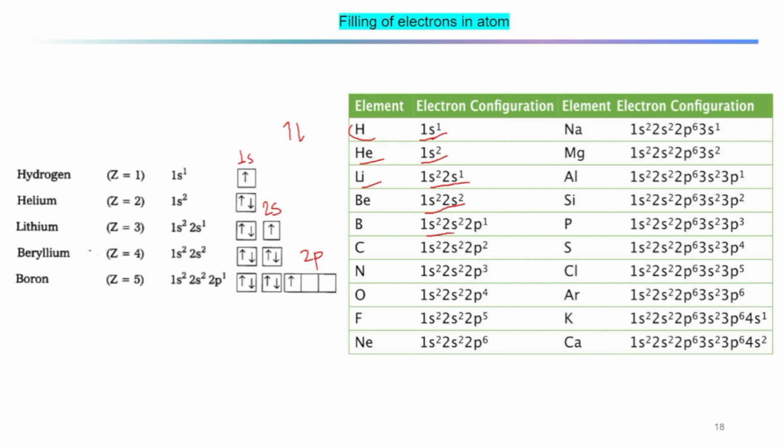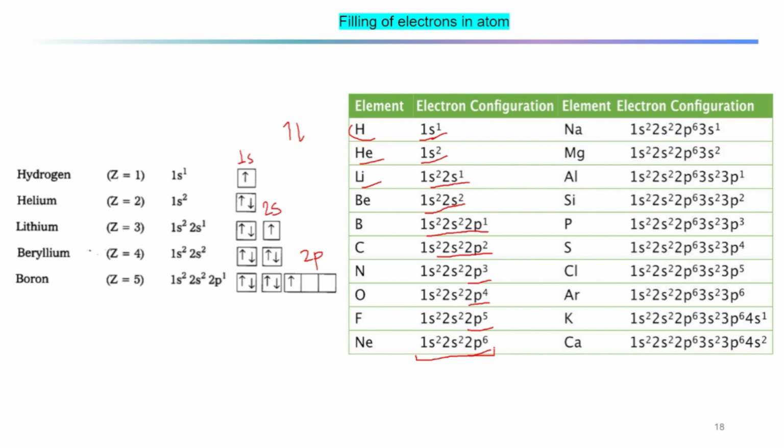In case of boron, the next electron takes 2p. So the electronic configuration becomes 1s2, 2s2 and 2p1. In case of carbon, we have 1s2, 2s2, 2p2. In case of nitrogen, it will simply become 2p3. In case of oxygen, it will become 2p4. In case of fluorine, it will become 2p5. And in case of neon, it will become 2p6. Now, in this case, 1s2, 2s2, 2p6, total electrons are 10, and it is an inert gas element.